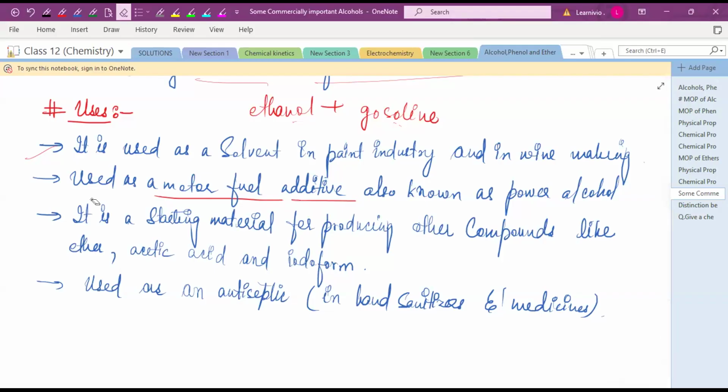आपको याद रखना है, ethanol plus gasoline is known as your power alcohol. And what is the application of this power alcohol? It is used in the engine to improve the engine performance and to reduce pollution.